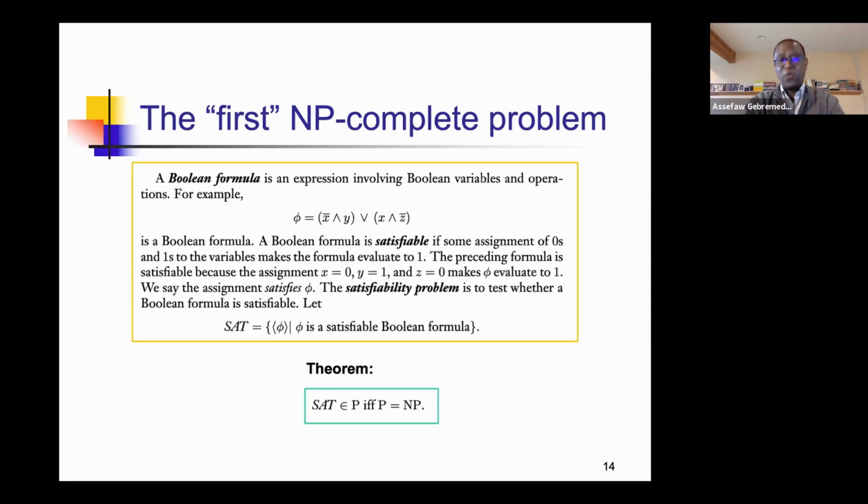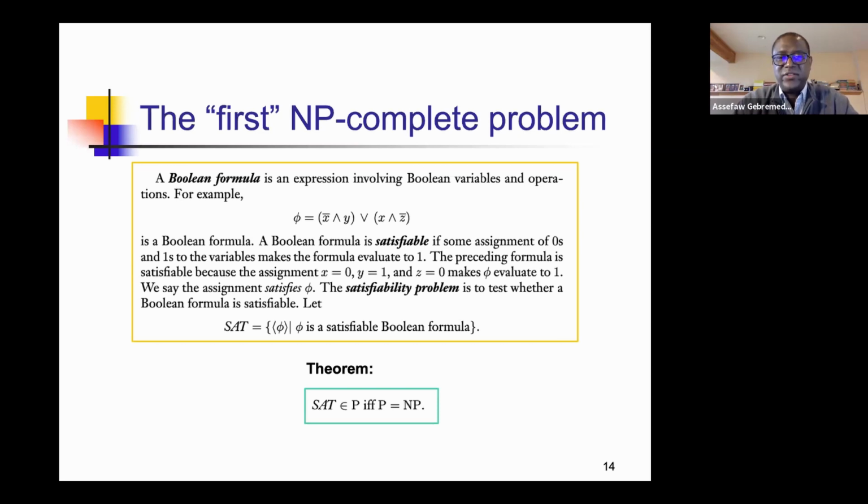A Boolean formula then is an expression involving Boolean variables and operations. For example, here is one Boolean formula that says phi equals x bar and y, or x and z bar. So this is called a Boolean formula.